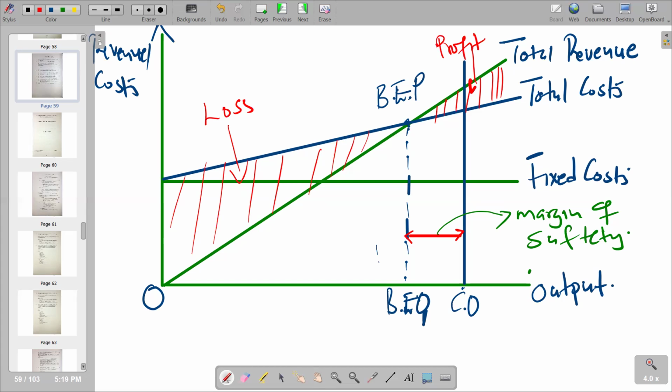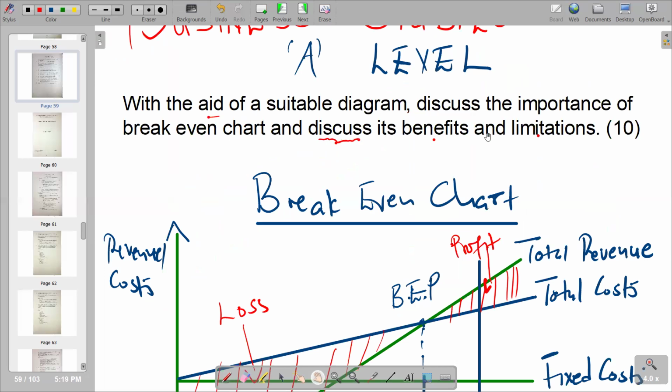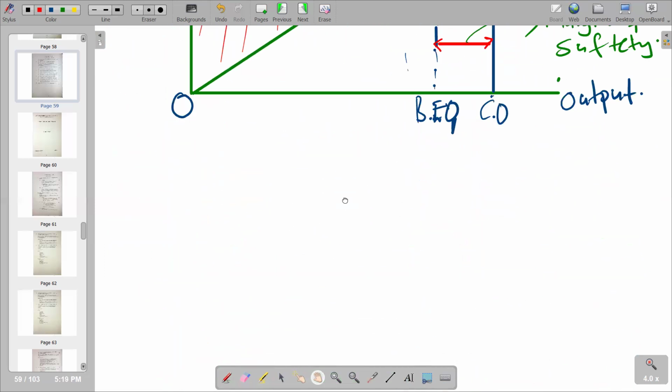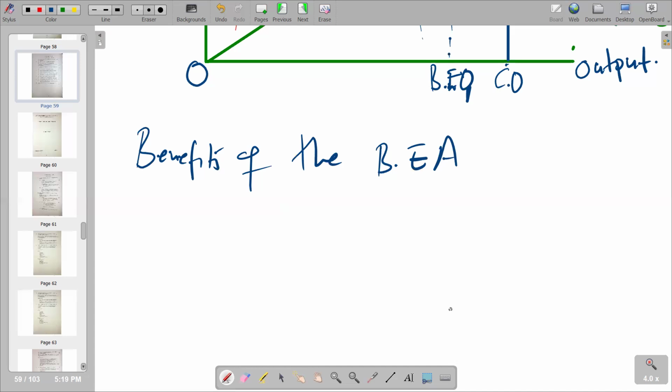So remember, our question goes on. If you look at our question, you'll see that on the second part it says, discuss its benefits and limitations. So we are supposed to come up with the benefits and limitations of the break-even chart, or in particular, the break-even analysis. So basically, we are now saying what are the benefits of the break-even analysis.